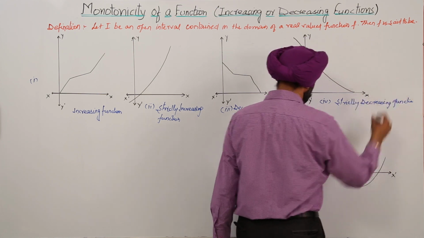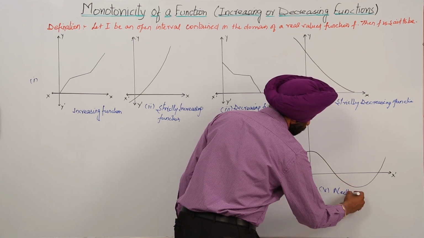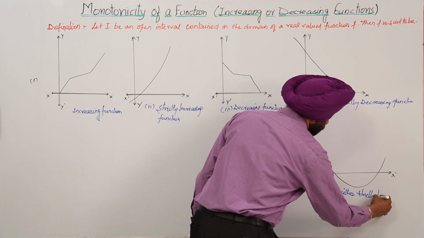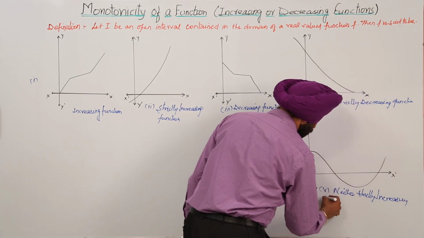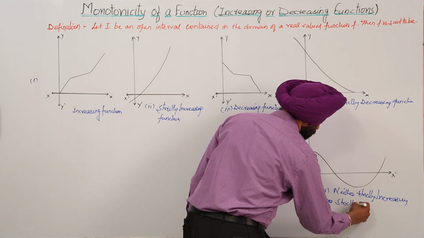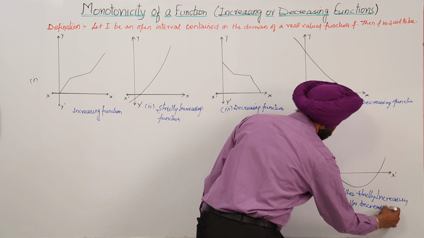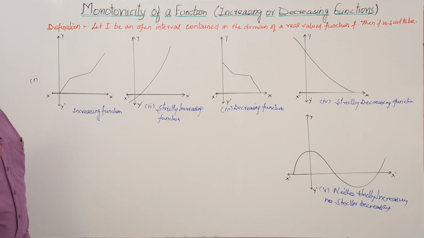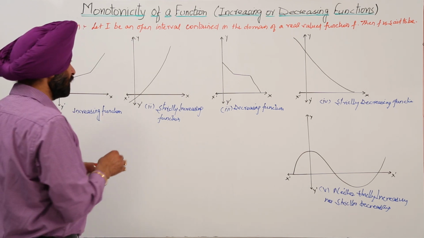And number 5 is neither strictly increasing nor strictly decreasing. Or it can be neither increasing nor decreasing function. Okay. Now what these functions are, let's discuss it.